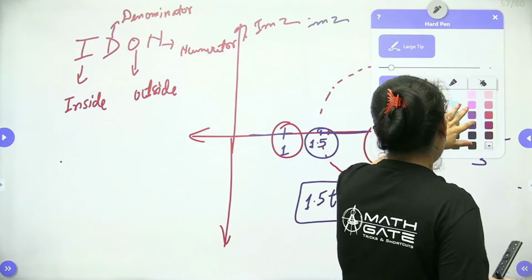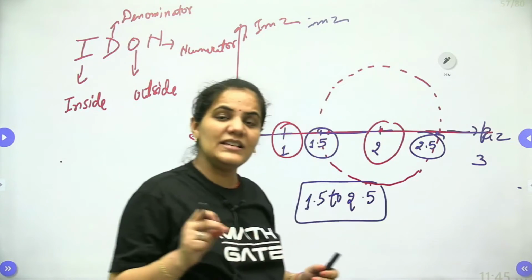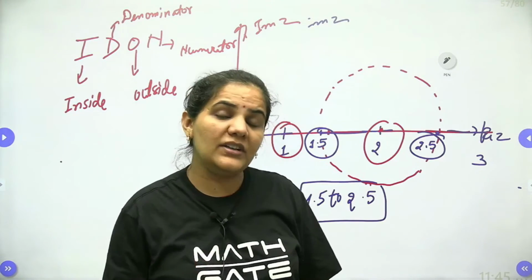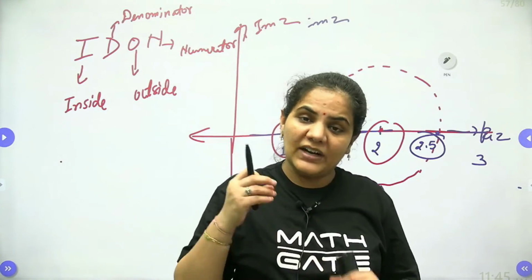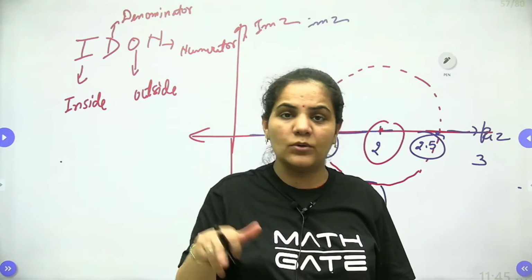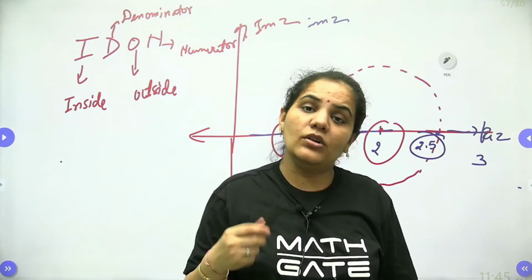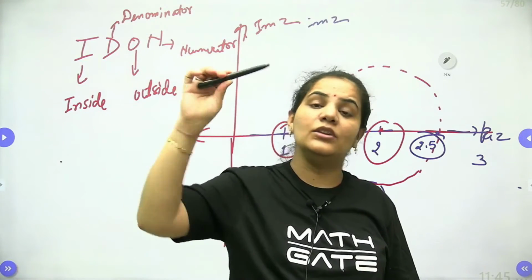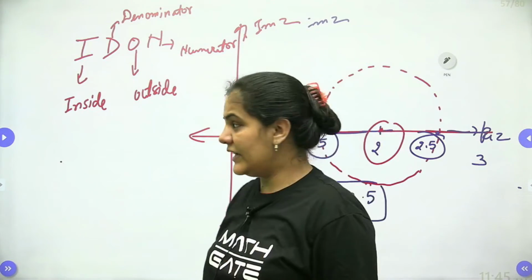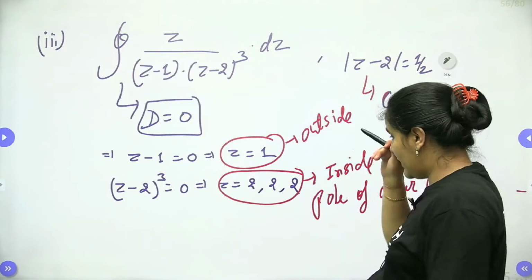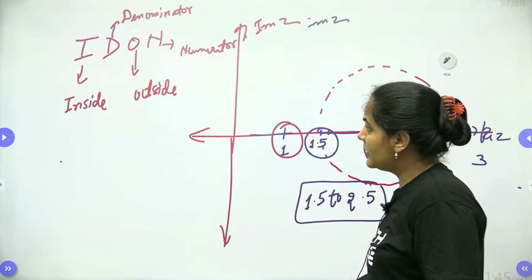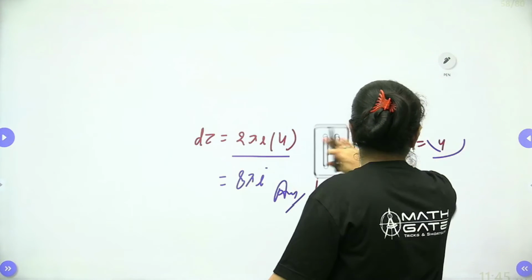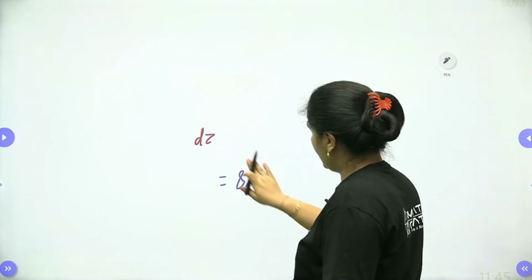Now what is IDON? As I already told you, I is denoting inside. The pole which is inside the closed curve will be considered in the denominator portion only. The pole which is outside the closed curve will be considered in the numerator only, okay? So just look here, this is the outside. So what formula will we approach?